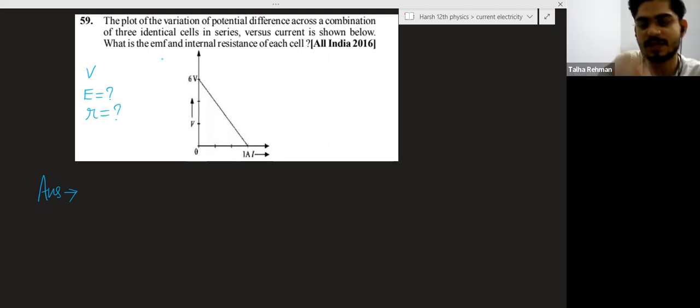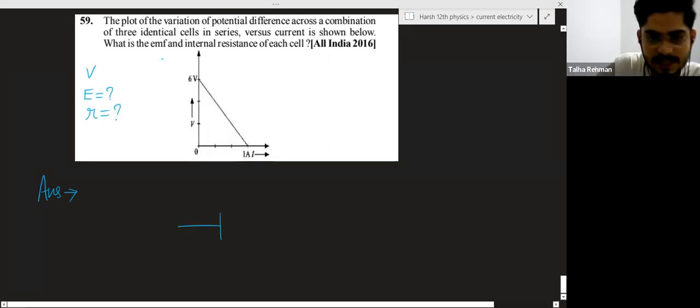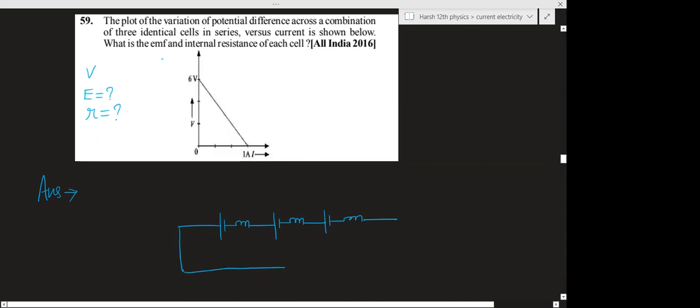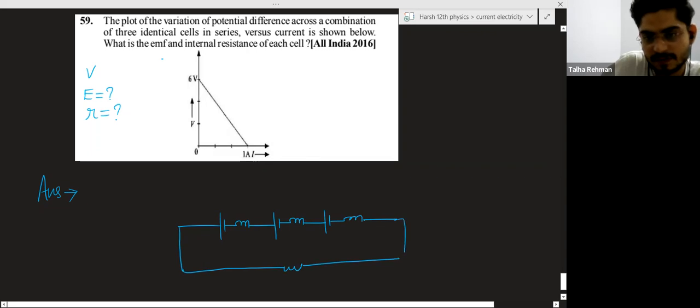And what is the condition? They are saying that the cells are connected like this, meaning three identical cells are connected in series. These are the identical cells. So suppose they are connected in series with some external resistance R, and as the cells are identical, the EMF and the internal resistance of each cell will remain the same.